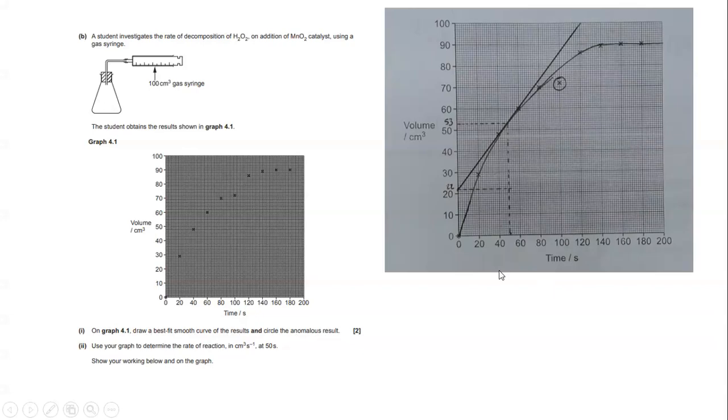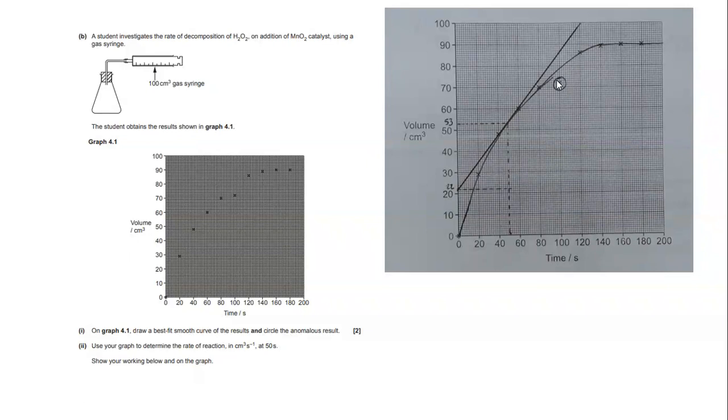So first, we're going to draw our line of best fit. Okay, it's approximately like this. And don't forget to put a circle around the anomalous result. Some of you forgot. It's an easy mark to win. It's an easy mark to lose. Make sure you put the obvious anomalous result.